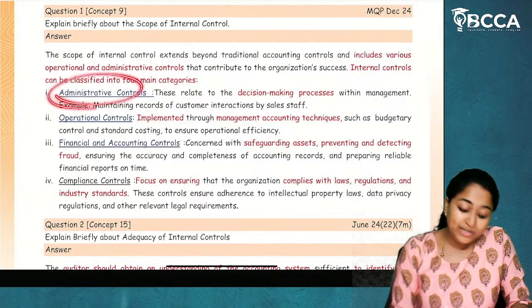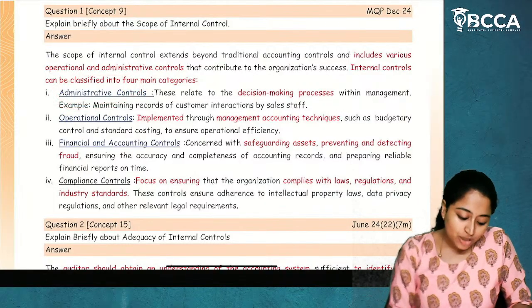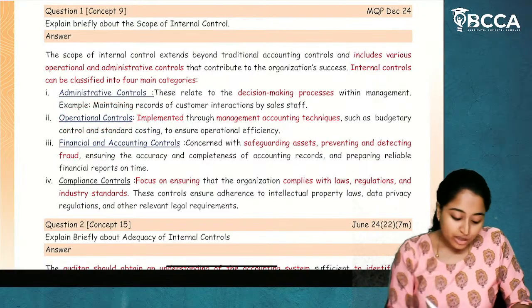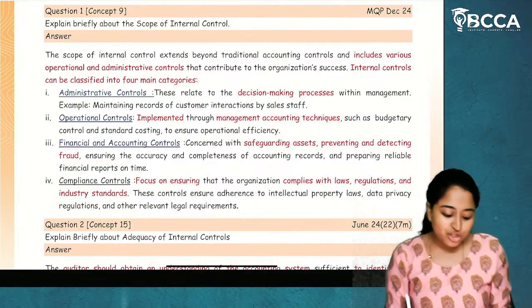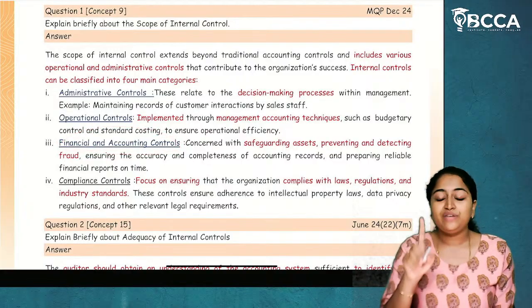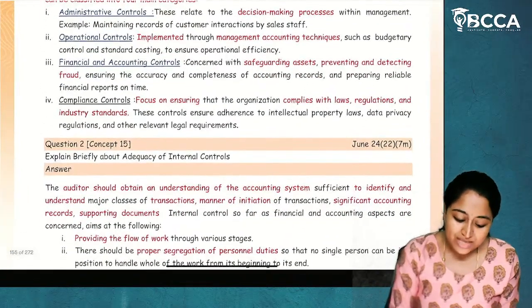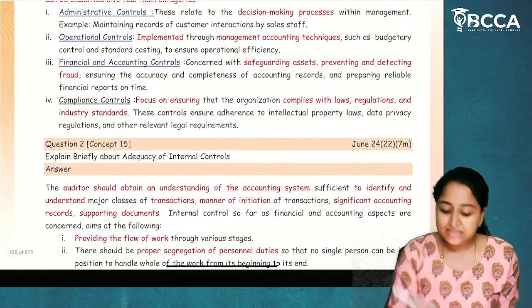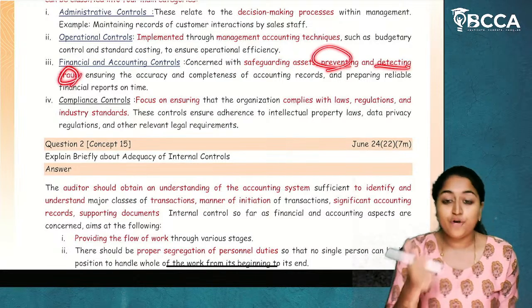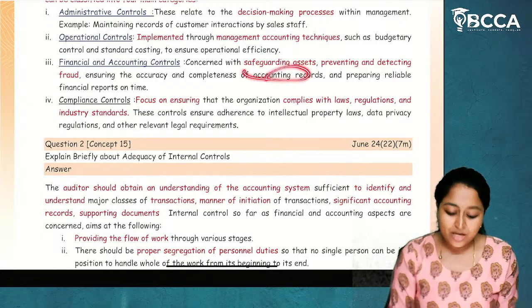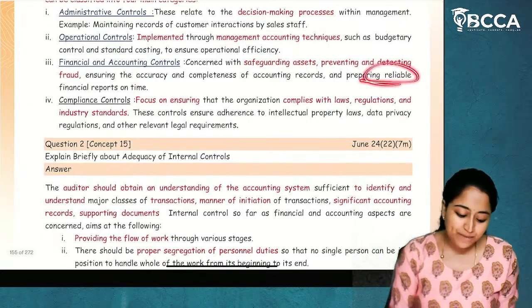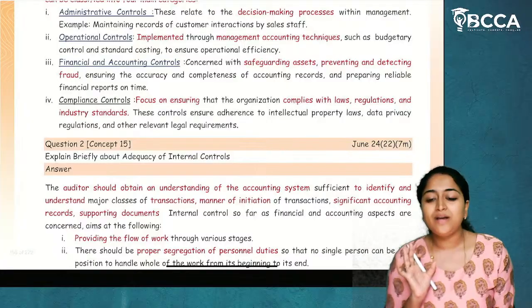First is administrative control. Second is operational control. Third, financial and accounting control. And fourth is compliance control. Now, what is financial control? Whatever we have seen, financial and accounting controls are concerned with safeguarding assets, preventing and detecting fraud in financials, ensuring the accuracy and completeness of accounting records, and preparing reliable financial reports on time.